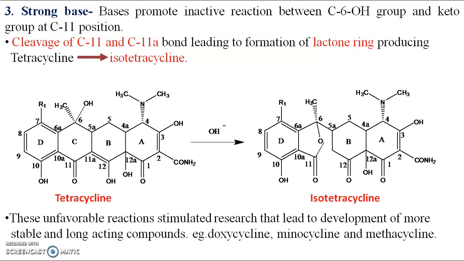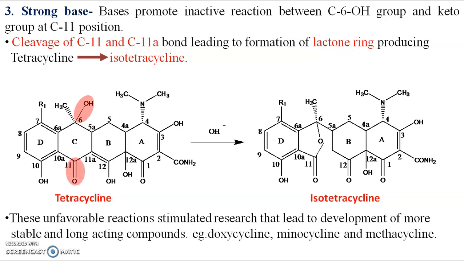Let us see the action of bases. Bases promote an inactive reaction between the C6 hydroxyl group and the keto group at the C11 position. There is cleavage of the C11 and C11A bond leading to the formation of a lactone ring producing isotetracycline.